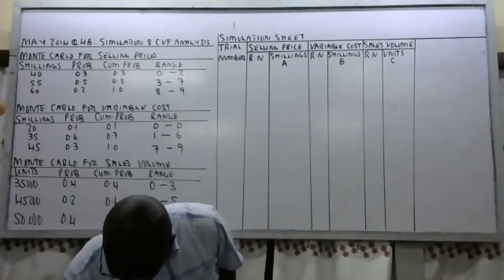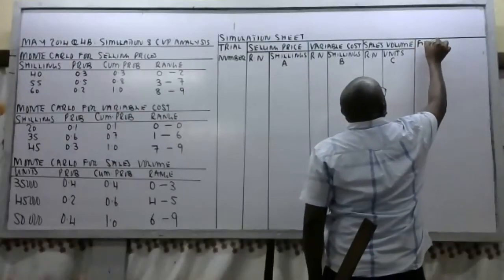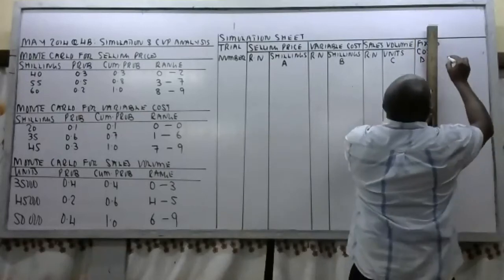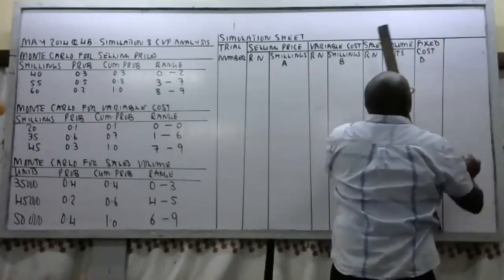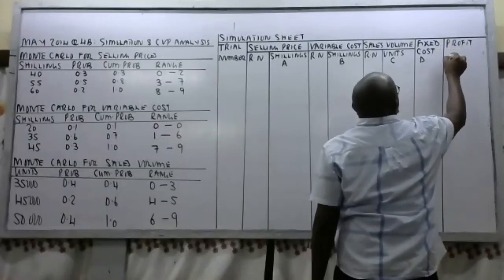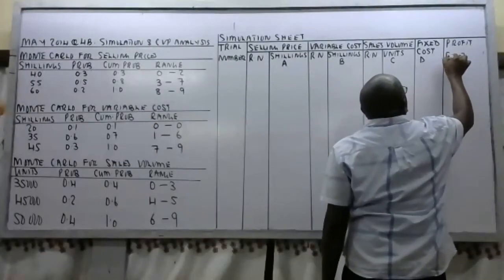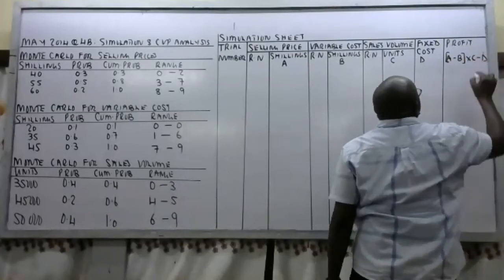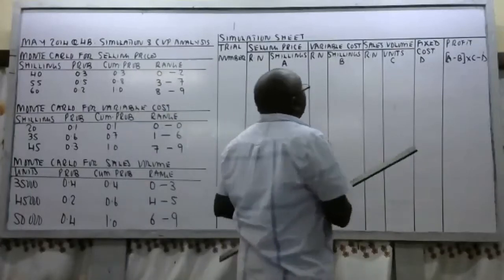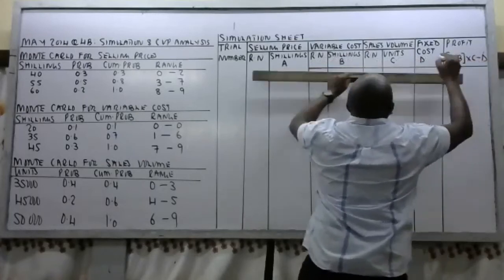Now, there is a fixed cost, which I want to call D. And then finally, I will have profit. And profit will be given as A minus B, multiplied by C minus D. That is how I will get my profits.